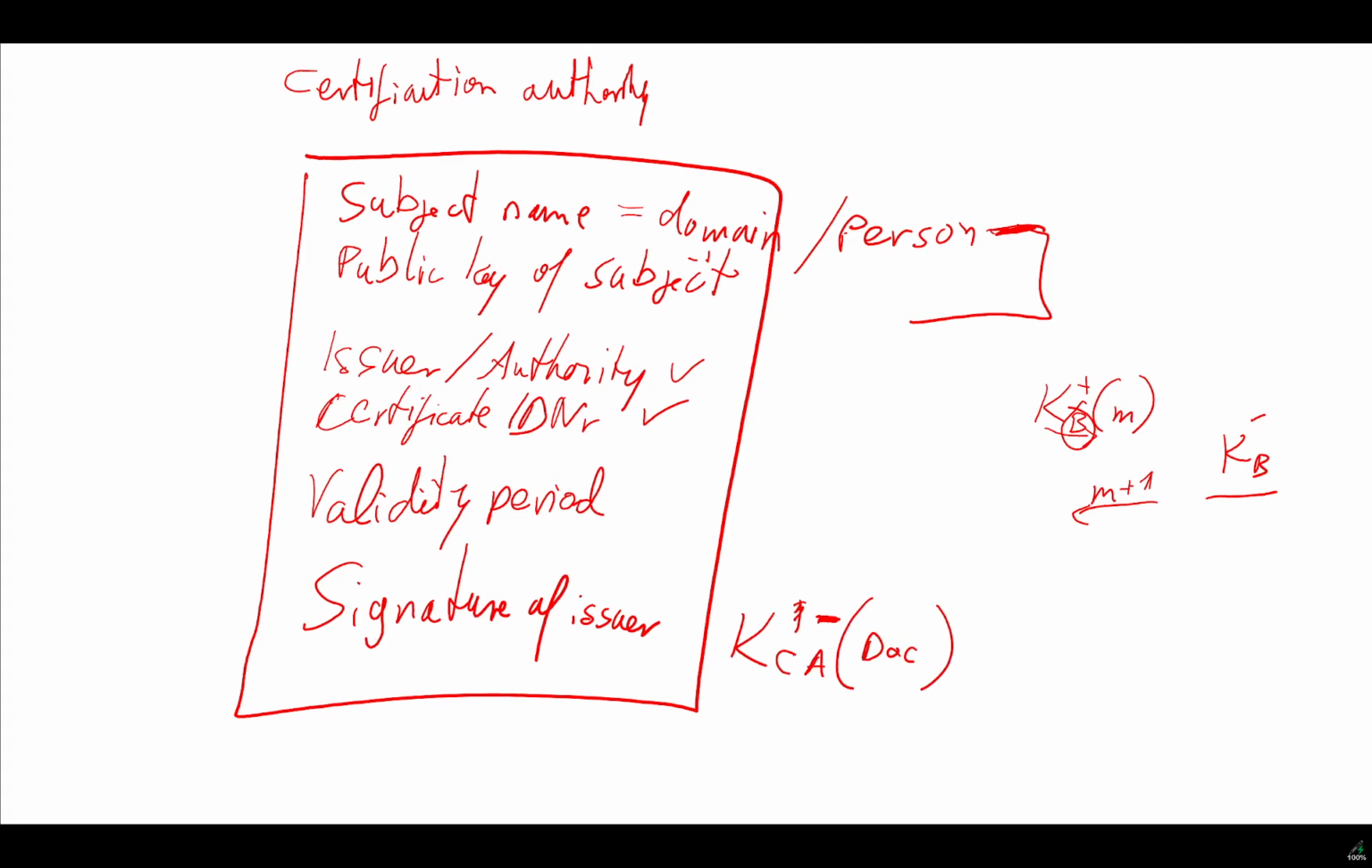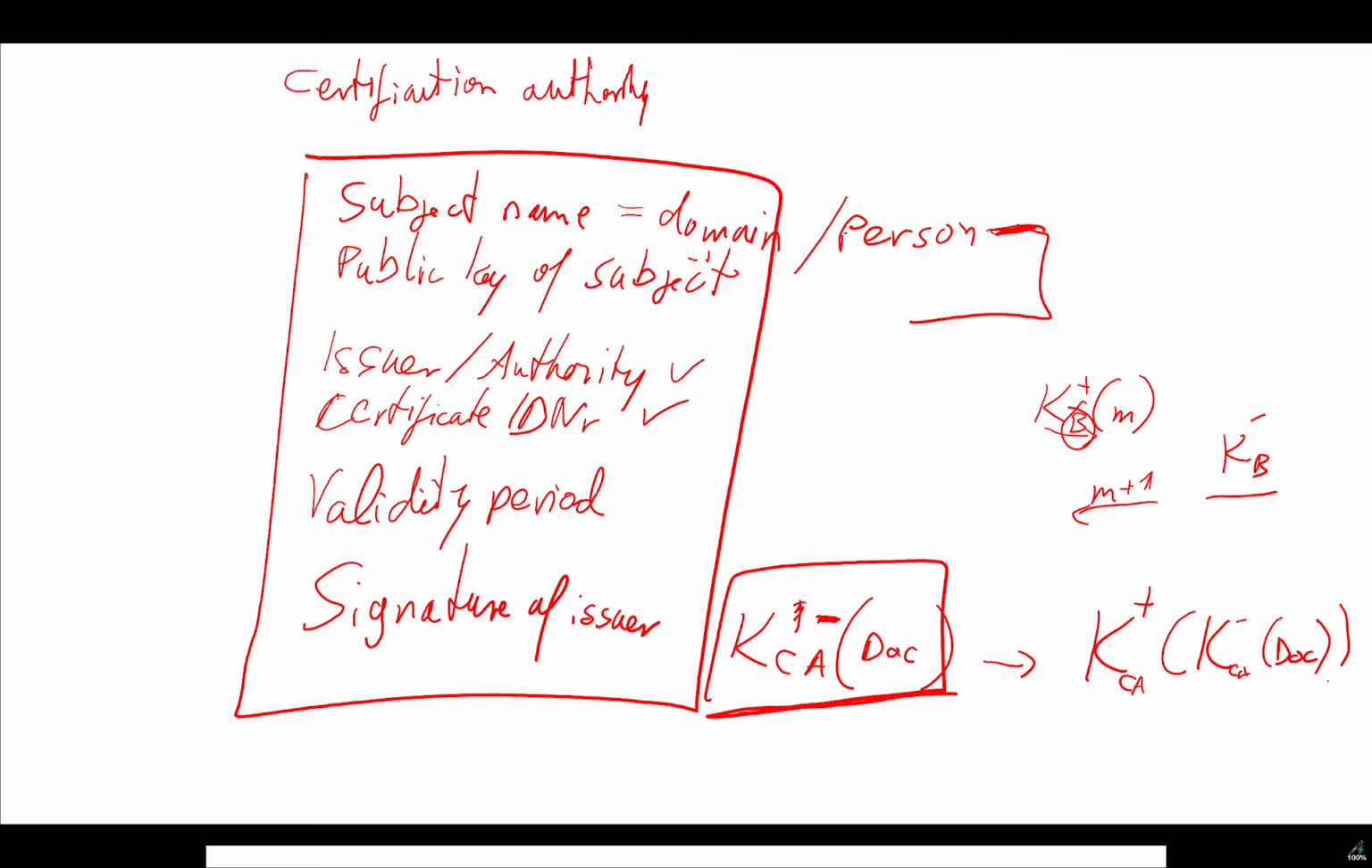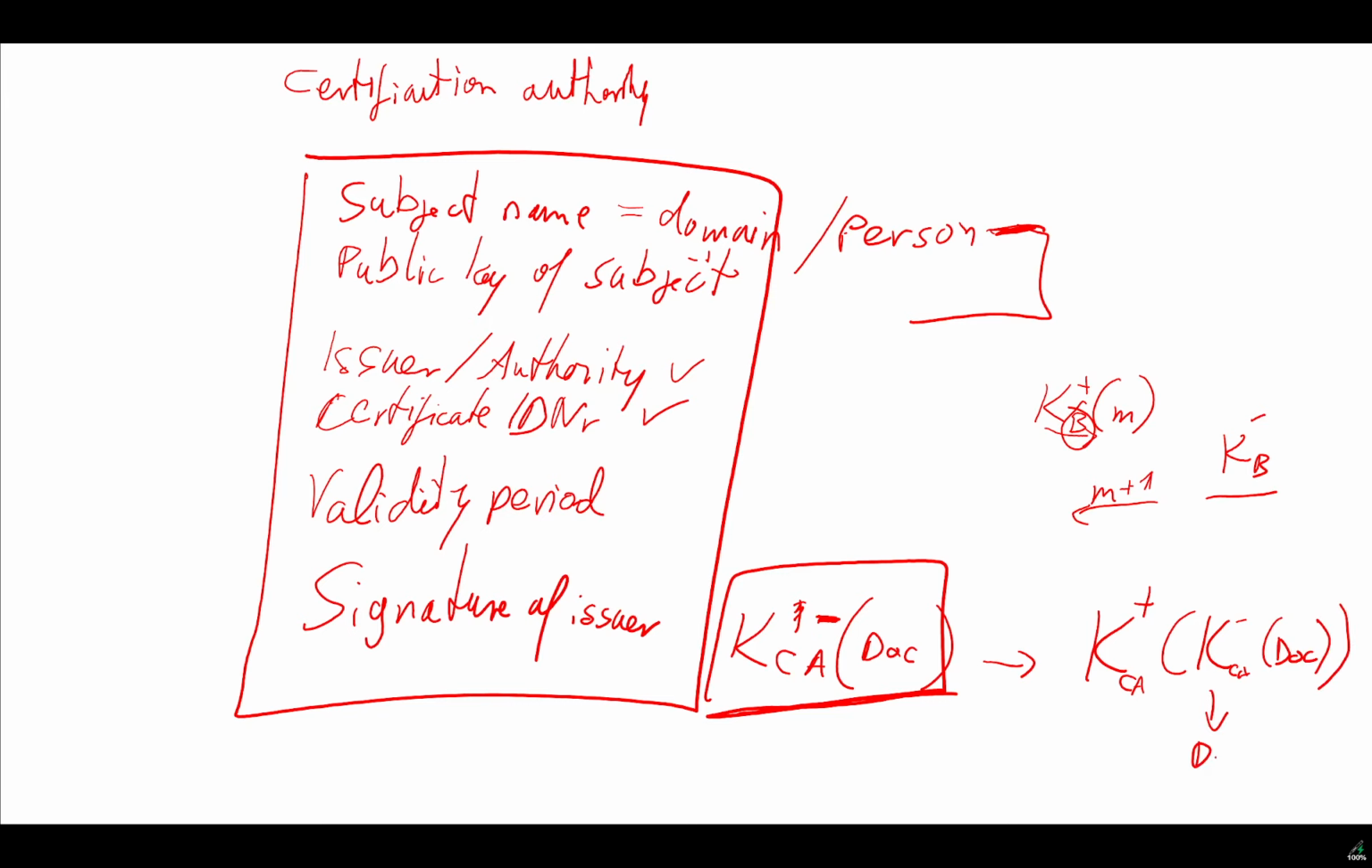So basically it encrypts, so it decrypts the document so that everybody who has the public key of the issuer can verify this document, this CA doc, and out comes the document basically. So everybody who believes that this certificate authority is really the authority can verify that this certificate is correct.